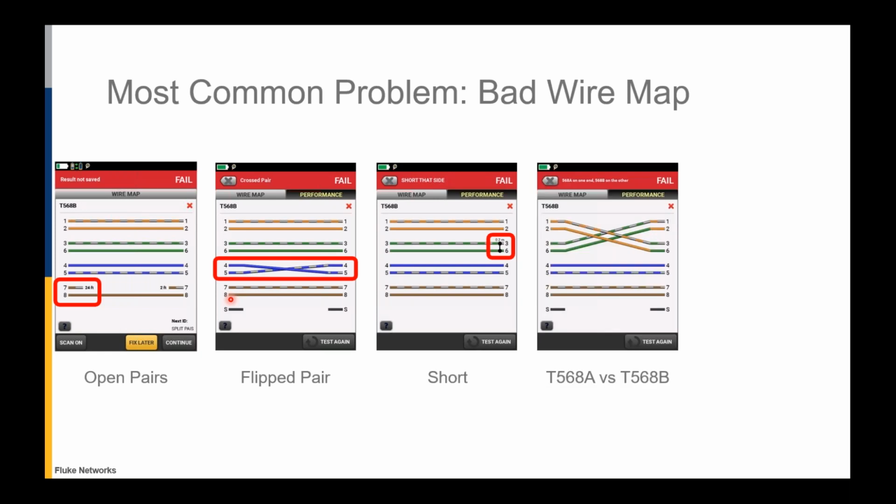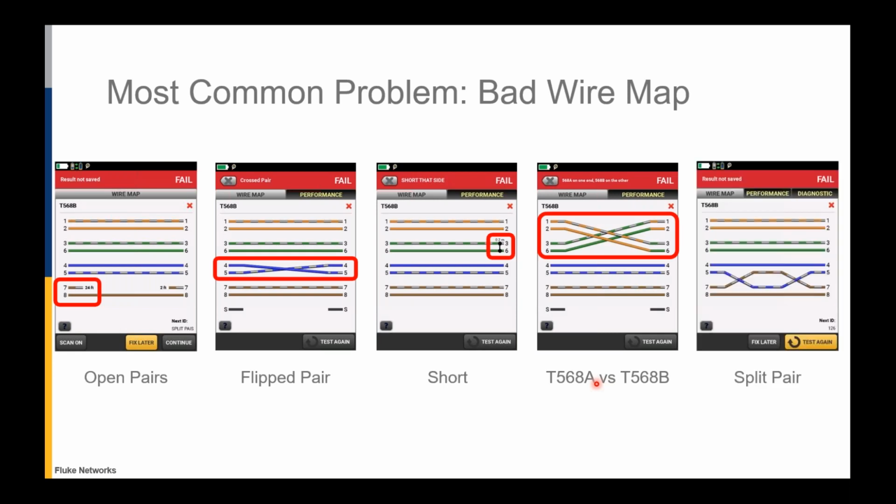There are two common wiring schemes, the A and the B. Neither one is better. The trick is to use the same one on both ends of the cable. The one cabling problem, the continuity problem that I want to draw your attention to is this split pair. Split pair is a really tricky one because you see conductor 5 goes to conductor 5 and conductor 7 goes to conductor 7.